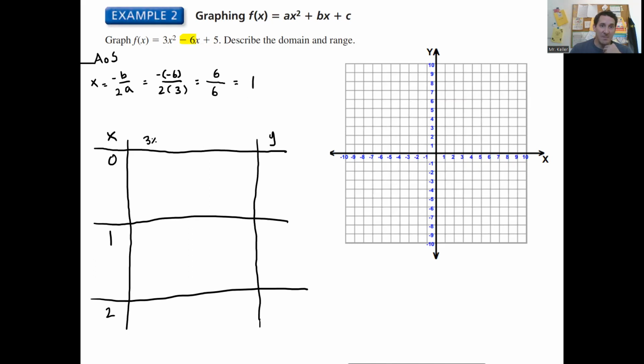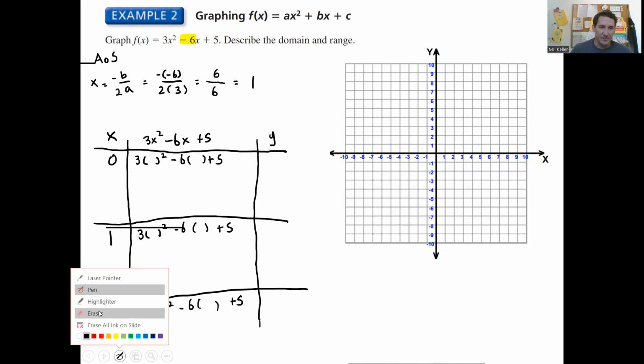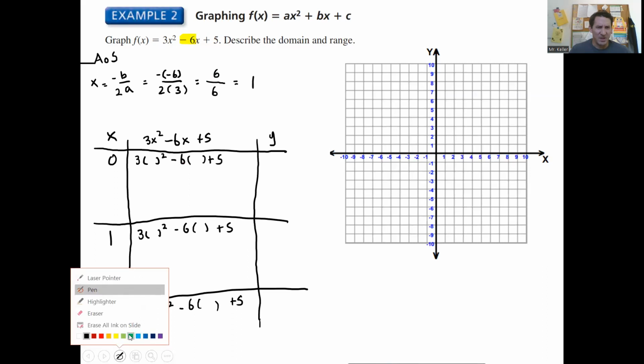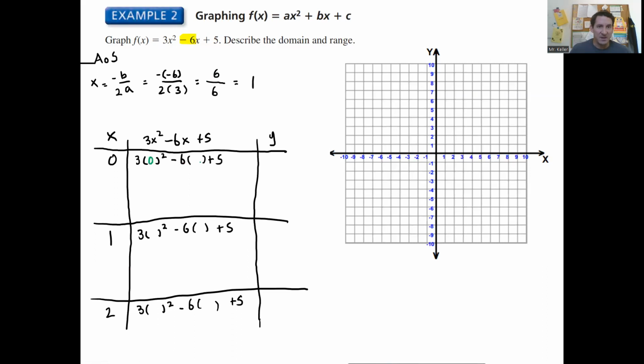And then just like last time, I'm going to put this function in the middle. I'm going to rewrite it, replacing my x values with parentheses. And after I've done that with all of these, I'm going to go back and fill in the parentheses with the appropriate x value. So up here, I'm going to fill them in. I'm going to show them in green. So the x values here are going to be 0. X values here, with our axis of symmetry, is 1. X values here are going to be 2.